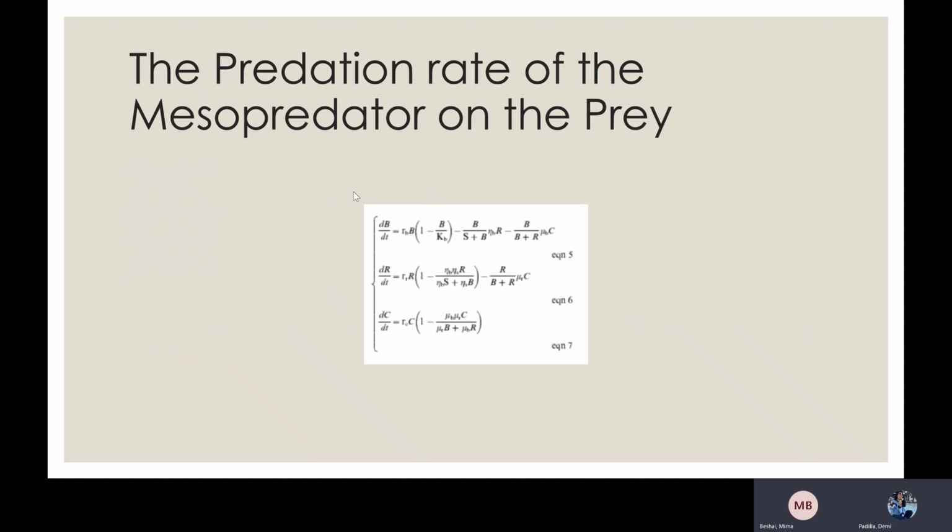The mesopredator rate and the effect of the mesopredator on the prey are given by these equations. Equation 5 is what we're going to be modeling. It covers the case whenever the birds, the rats, and the cats are all present. These are the equations that show the effect of that.